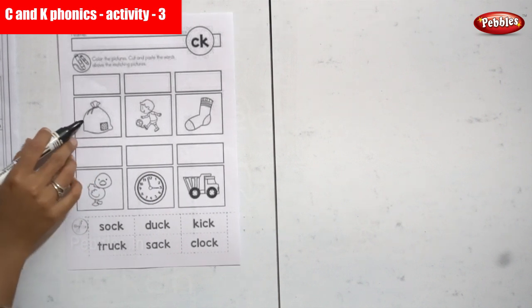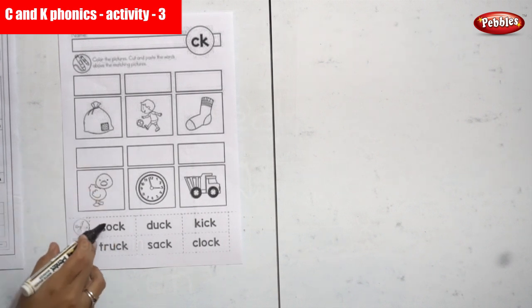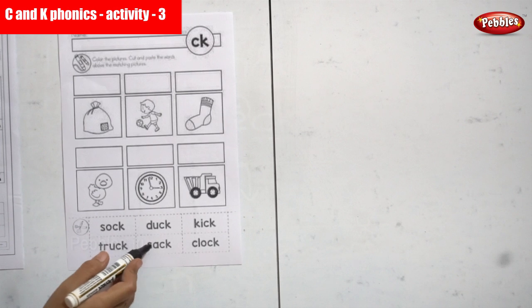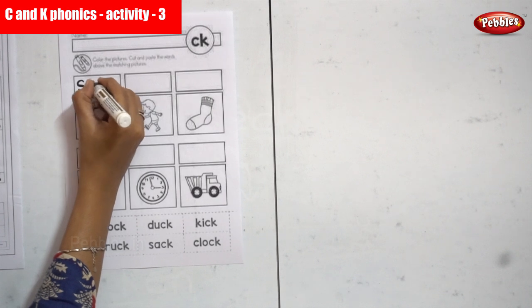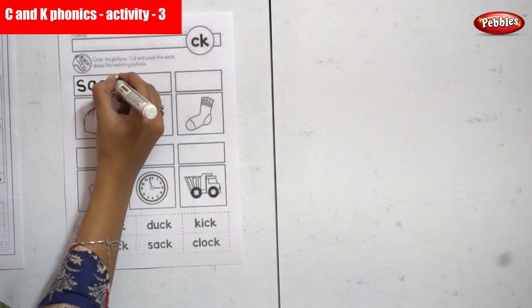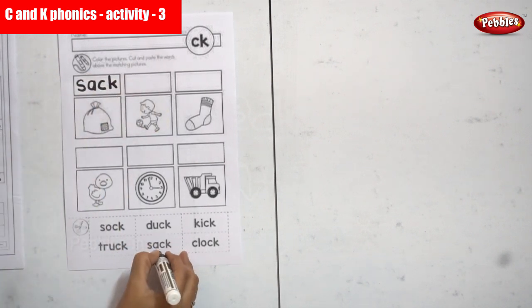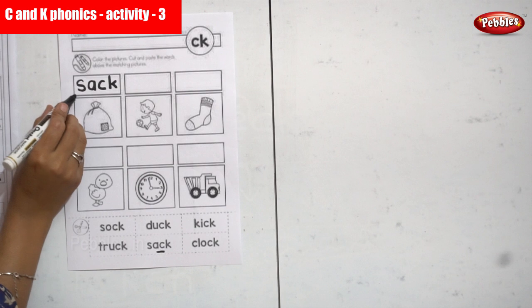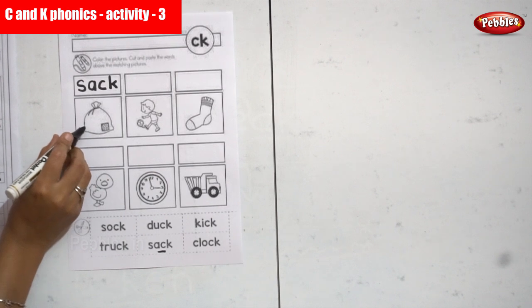Now your first picture, what's the first picture? Yes, it's a sack. Now where did we see sack over here? Yes, here. So now what's the spelling for sack? So shall we write down the spelling here? S, A, C, K, sack. Yes, so you have finished one. It is S A C K, sack.